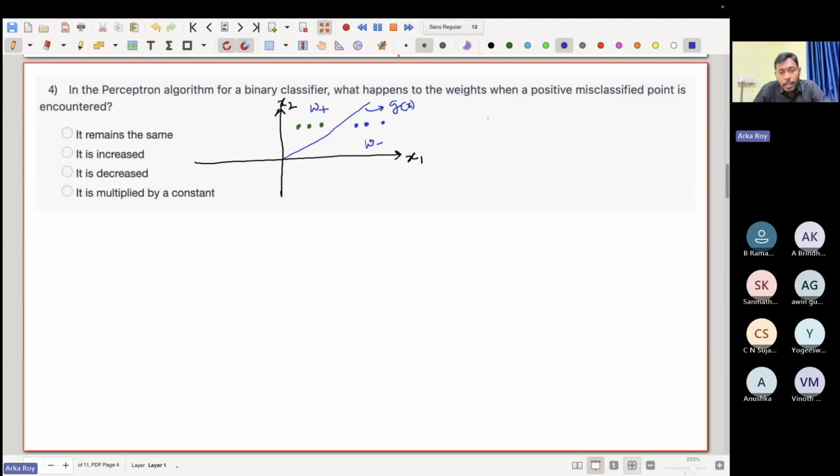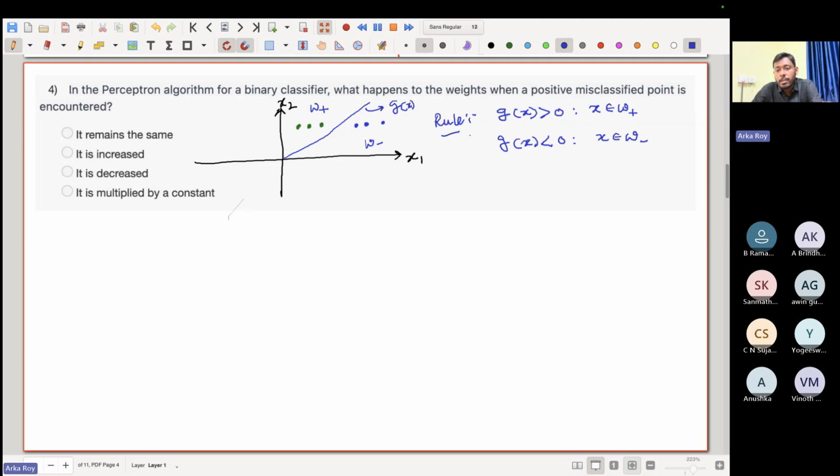So we can consider that if g of x is greater than 0, then x belongs to class positive. If g of x is less than 0, then we can consider x belongs to class negative. So for negative class, if you evaluate this g of x, you will get less than 0 value. And if you have x belonging to positive class, then your g of x will be greater than 0. So that is the decision rule.